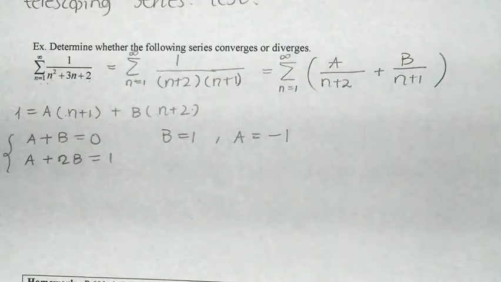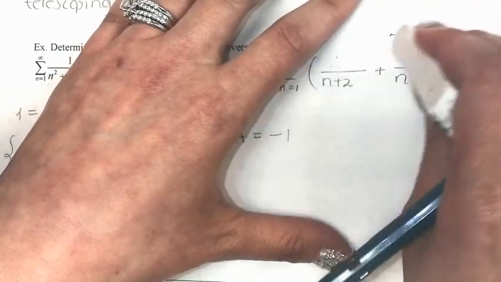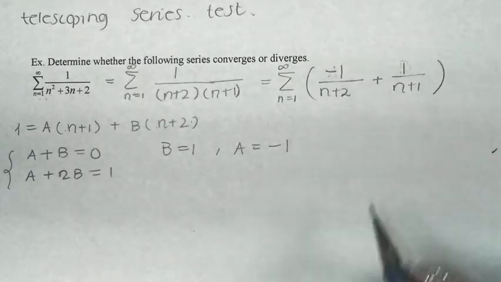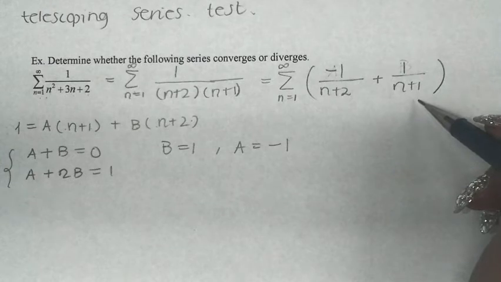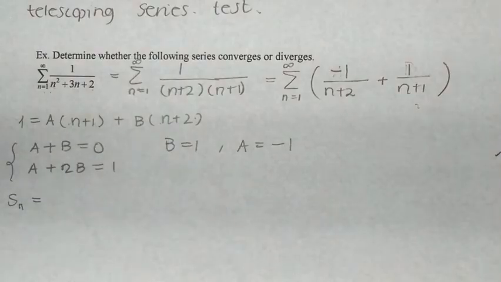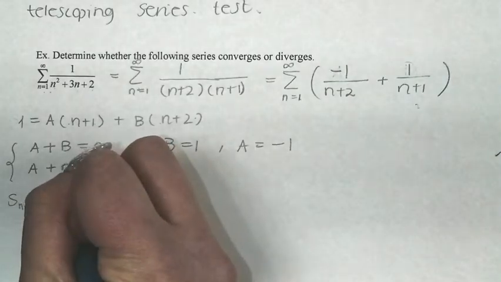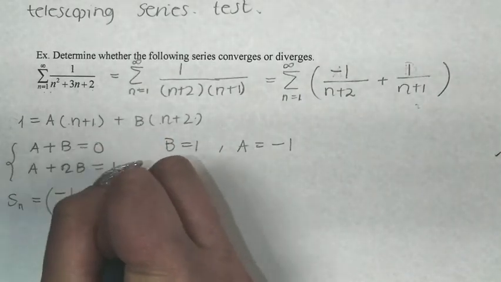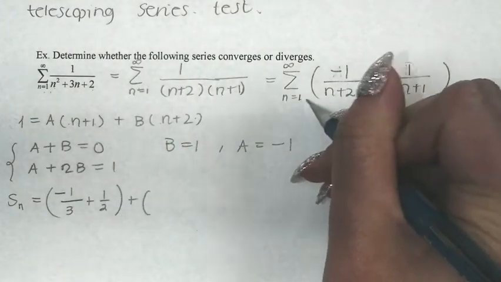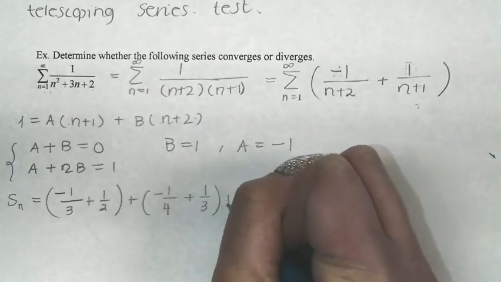So with that being said, you go ahead and replace a and b with their values. So this is negative 1 and this is 1, from the information that we have here. So you can now see the telescoping pattern. Now, you want the partial sum of the first n terms. So what are you going to do here? Well, you plug in the first number, which is 1, so you get negative 1 divided by 3, plus 1/2, plus, and then you plug in the 2, which gives negative 1 divided by 4, plus 1/3, plus dot dot dot.